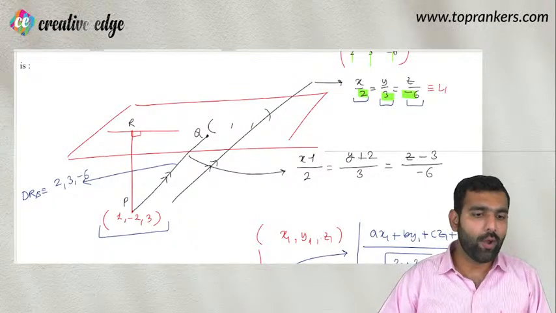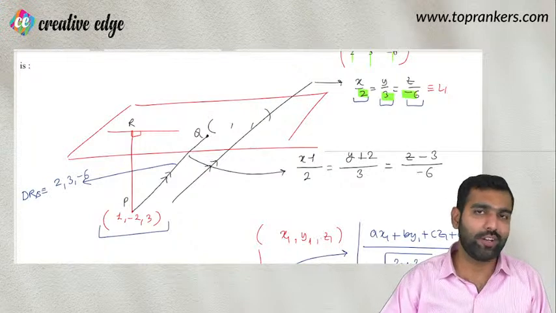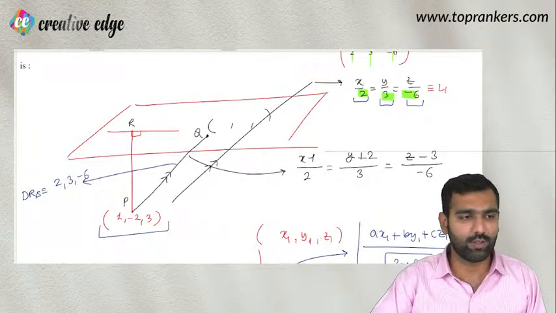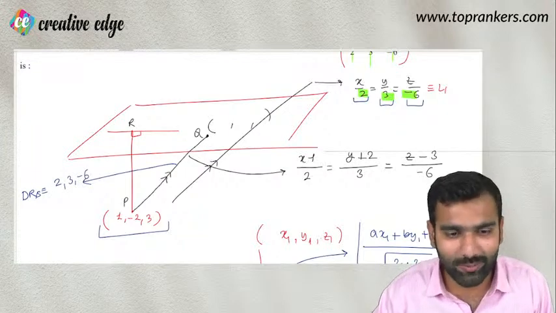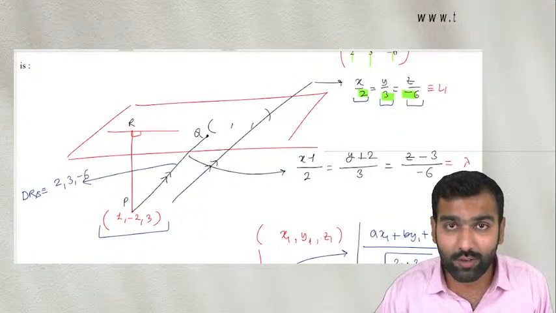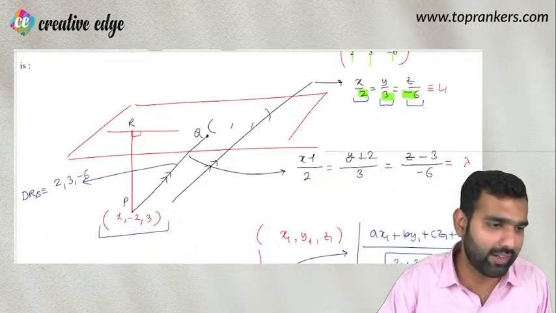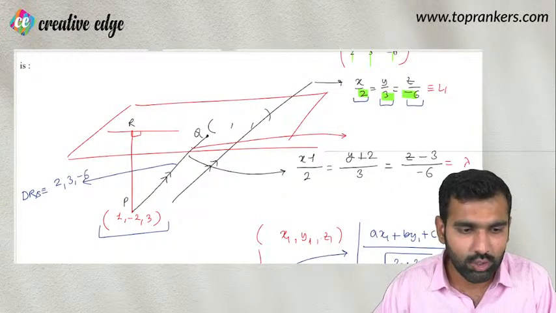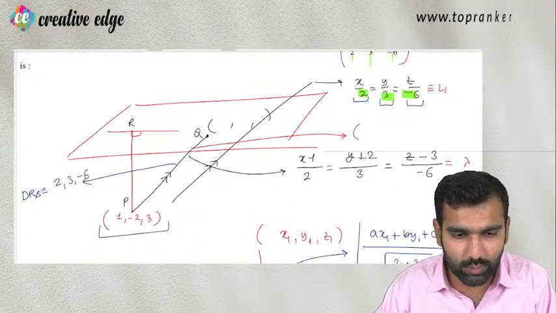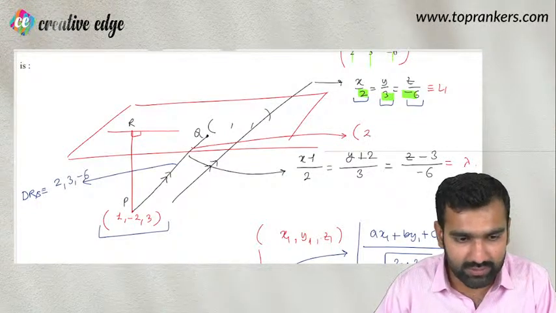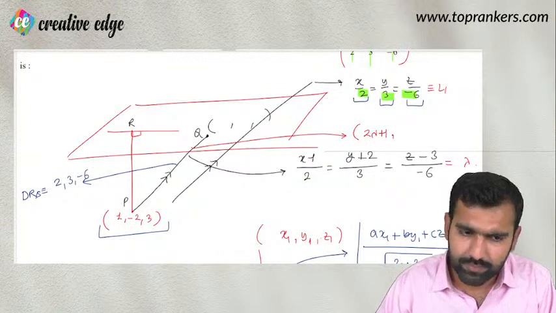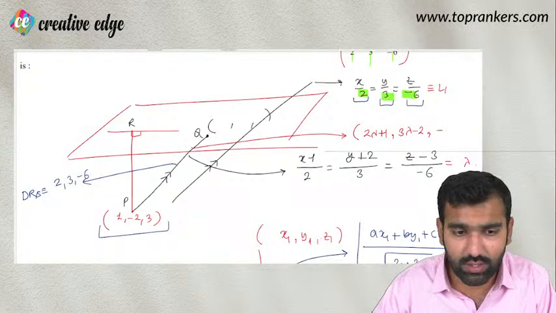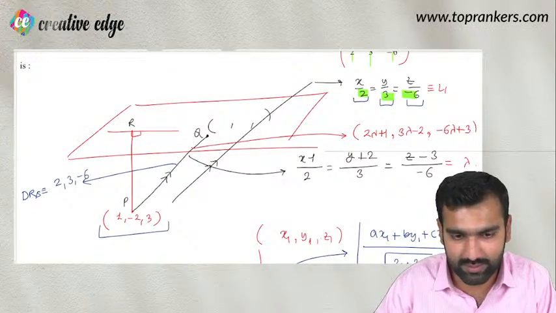Now, I hope you know, once I have figured out the equation of this line, I can generalize any random point lying on this line. So as you learned in your 11th and 12th standard, if you put it equal to lambda, you can define x, y and z from here. So if I find the coordinates of any random point lying on this line, the x coordinate will be 2 into lambda plus 1. I hope you are seeing that. Y coordinate will be 3 lambda minus 2 and Z coordinate will be minus 6 lambda plus 3. That's how you figure it out, right?